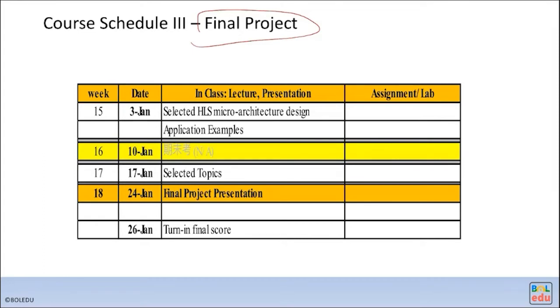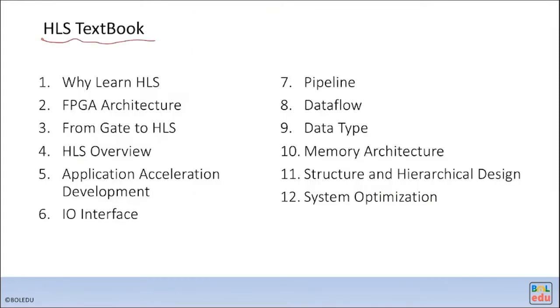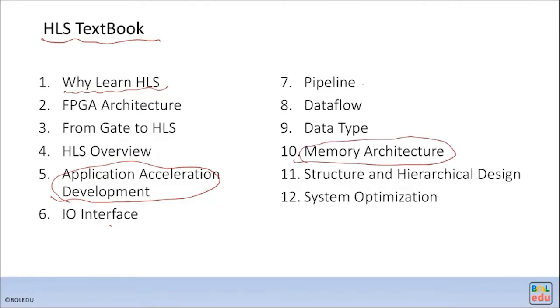So the textbook is pretty much in line with the course outline. We have 12 chapters in the textbook, talking about the basic concept of HLS and the FPGA architecture, and from gate to high-level synthesis overview. And this is the application solution development, basically talking about the tools. The I/O interface, pipeline, data flow, data type, and memory architecture, which is important because a lot of the time the performance is limited by the memory bandwidth.